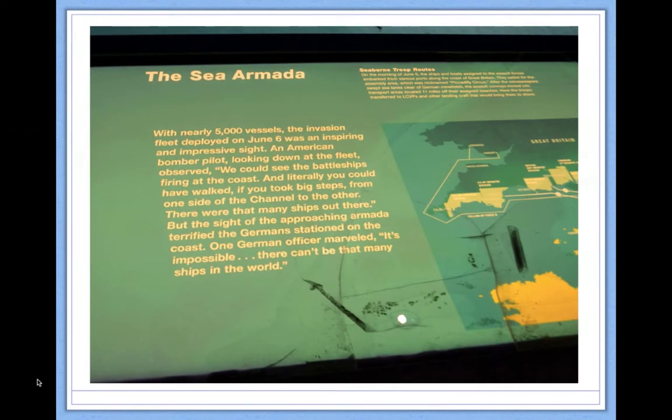The Sea Armada. With nearly 5,000 vessels, the invasion fleet deployed on June 6th was an inspiring and impressive sight. An American bomber pilot looking down at the fleet observed, "We could see the battleships firing at the coast, and literally you could have walked, if you took big steps, from one side of the channel to the other. There were that many ships out there." But the sight of the approaching armada terrified the Germans stationed on the coast. One German officer marveled, "It's impossible. There cannot be that many ships in the world."